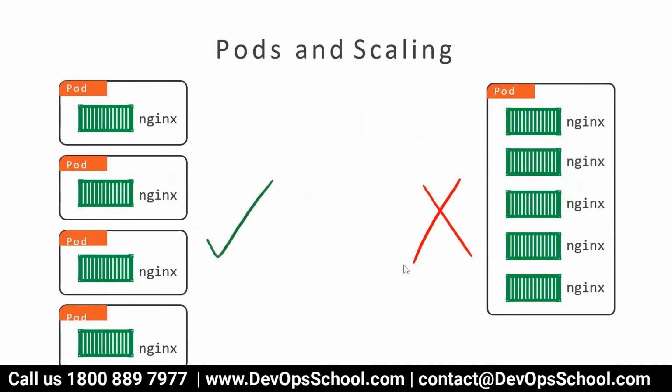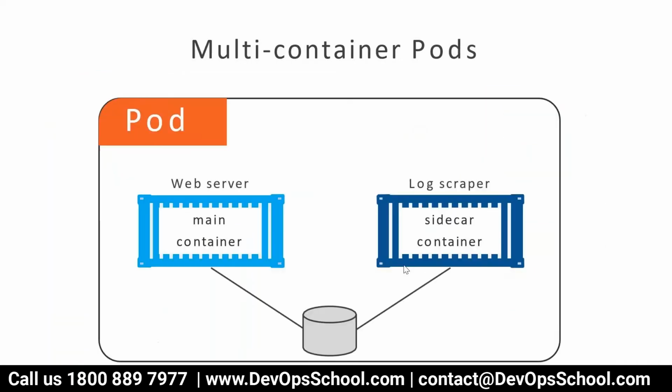Left side is right. Why? Because in a pod, you should not deploy similar containers, because ultimately the pod has one IP address. So you will not be able to use all these containers of Nginx. Different containers you can deploy. So you should try to deploy one pod, one container if it is a similar container. Okay, that's the right approach.